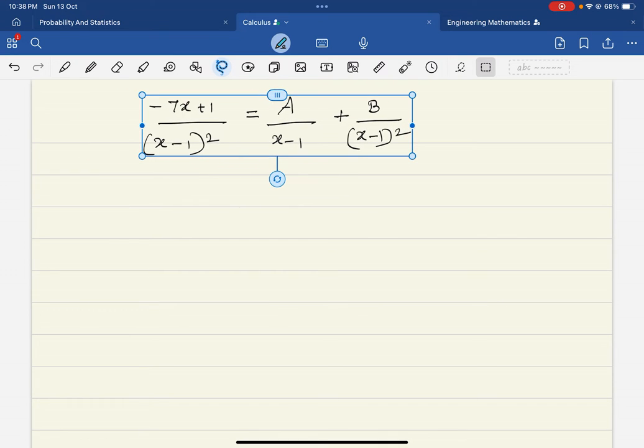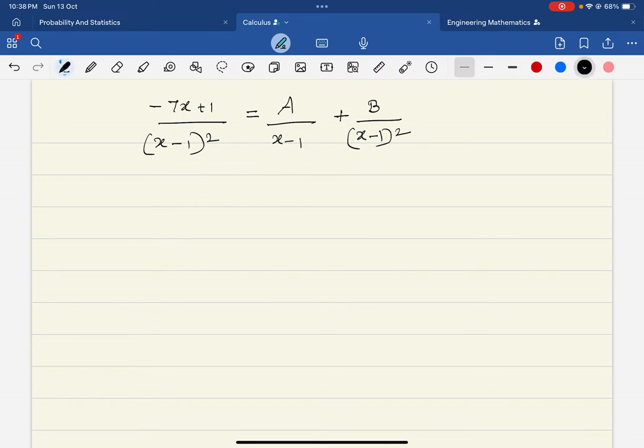This is what we got, right? How to rewrite this now? Let us take down. The denominator is what? x minus 1 the whole square. Let us do separately for a and b, okay? So the denominator is x minus 1 the whole square.